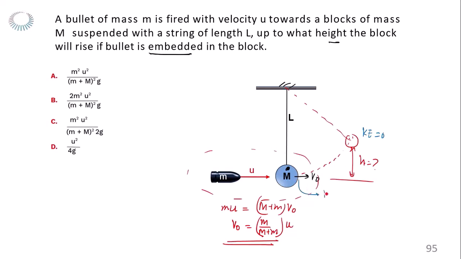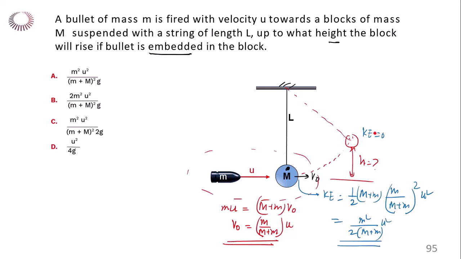Here the kinetic energy will be equal to how much? That's equal to half of capital M plus small m into V naught square. And for V naught square, I can write m divided by capital M plus small m, whole square, into U square. So ultimately, I am getting m square divided by 2 into capital M plus small m, into U square. That is the initial kinetic energy. So there is a drop in kinetic energy.